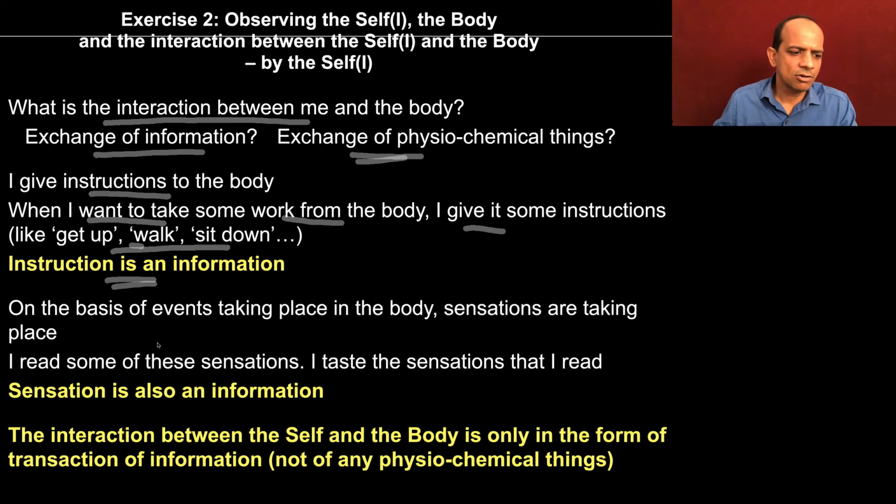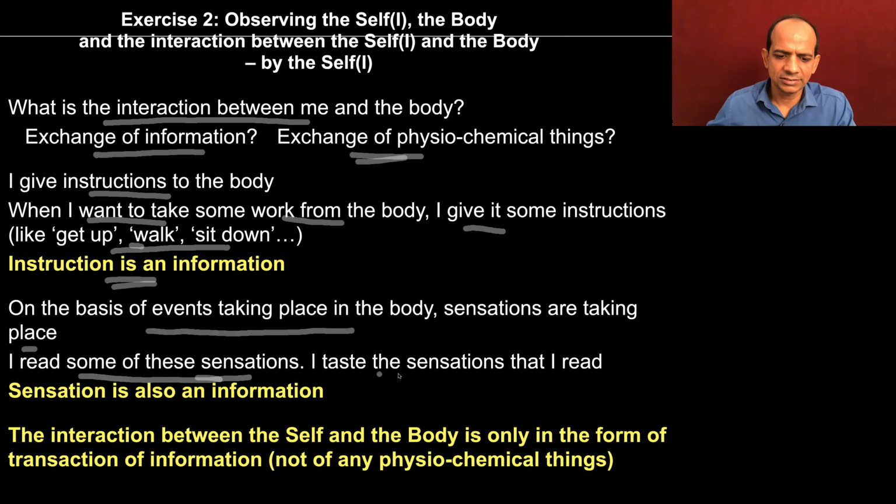Similarly, you can see that on the basis of events taking place in the body, sensations are taking place, and I read some of these sensations. I taste the sensation that I read. So you'll see that there are sensations taking place in the body. And when you observe, you'll see that there are sensations taking place in every part of the body. You might not be aware of that. So right from the tip of the toe to the head, there are sensations in the body.